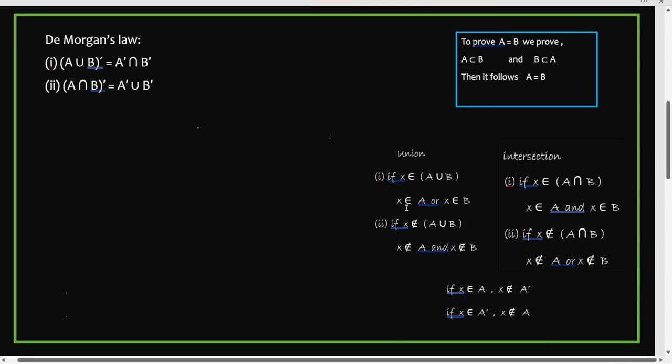In union, if X belongs to A union B, then X belongs to A or X belongs to B. And the second one is, if X does not belong to A union B, then X does not belong to A and X does not belong to B. When union is there with does not belong, you will get AND here: X does not belong to A and X does not belong to B.